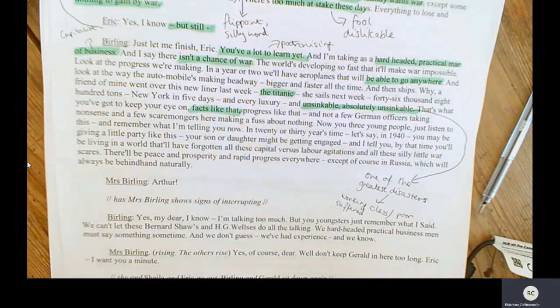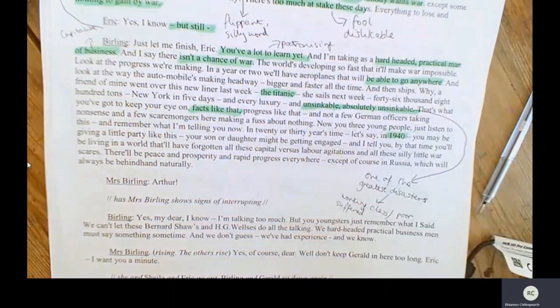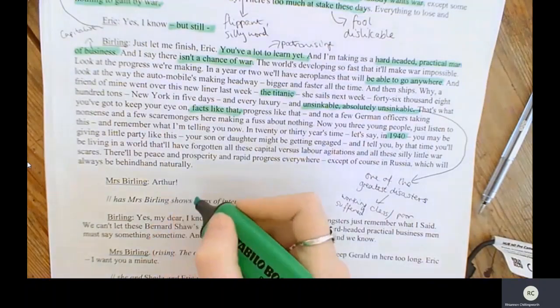Now you 3 young people just listen to this and remember what I'm telling you now. In 20 or 30 years time, let's say in 1940, right smack bam in the middle of World War II, you may be giving a little party like this.